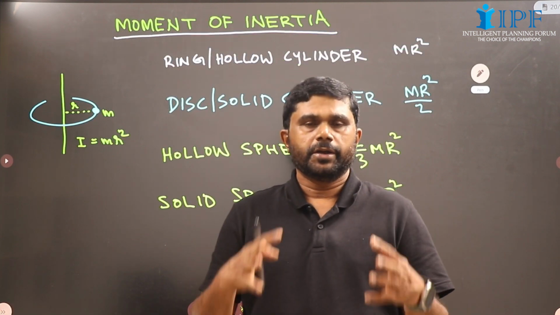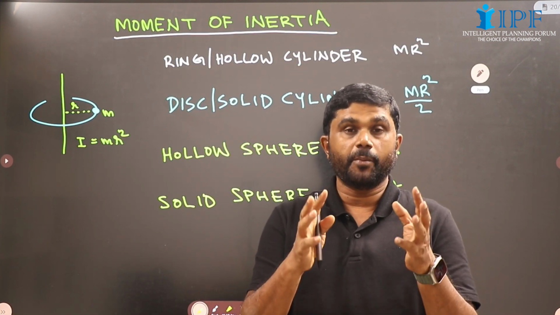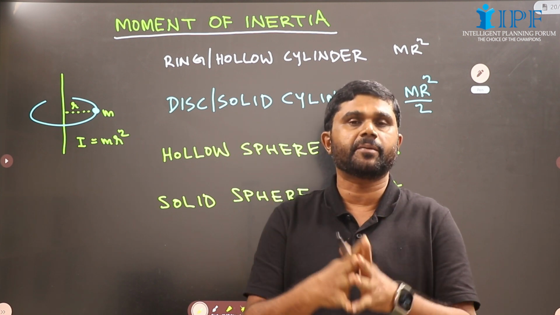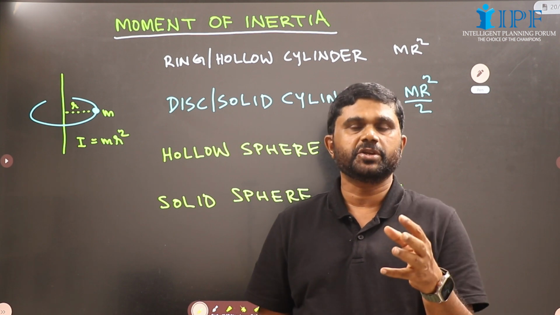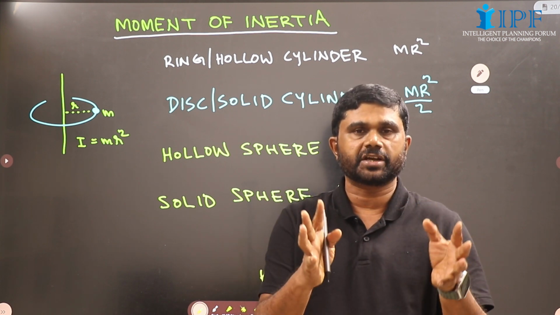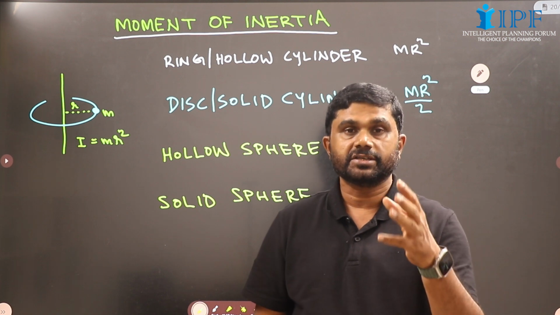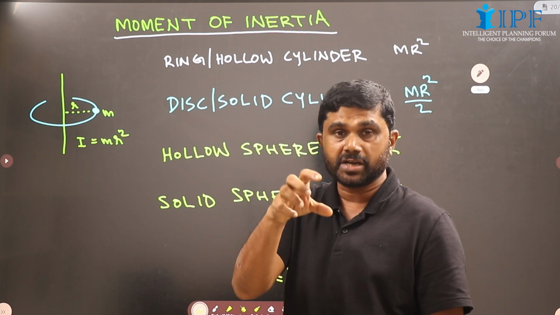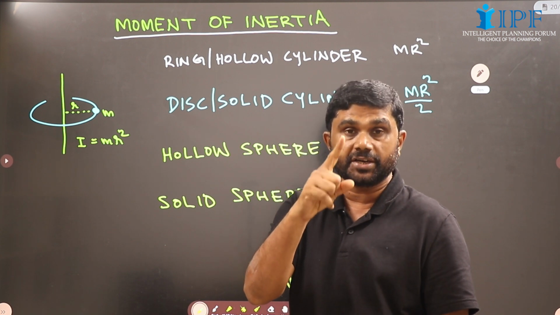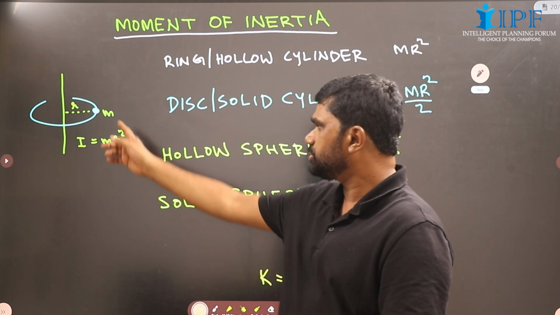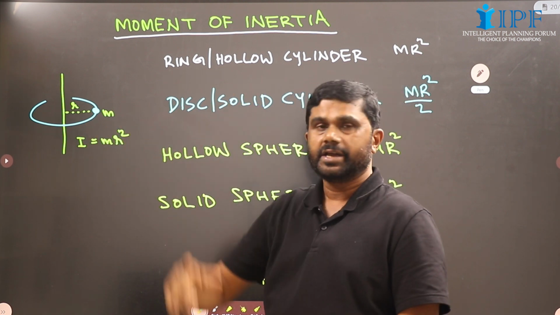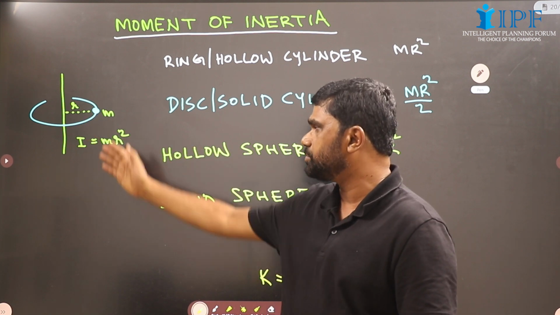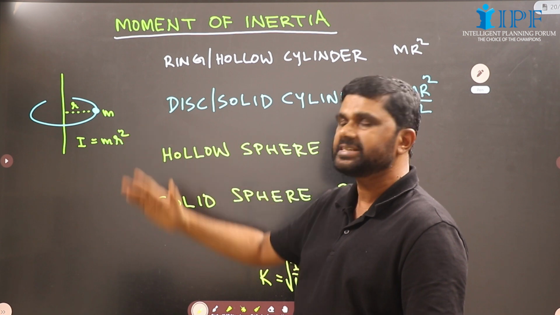Next is moment of inertia. It is analogous to mass in linear mechanics. This moment of inertia is neither scalar nor vector, it is a tensor. For a point mass, it is defined as the product of mass and square of its perpendicular distance from the axis of rotation. Suppose a point mass m is rotating about a fixed axis. Then its distance from the axis is r, and its moment of inertia is defined as mr square.